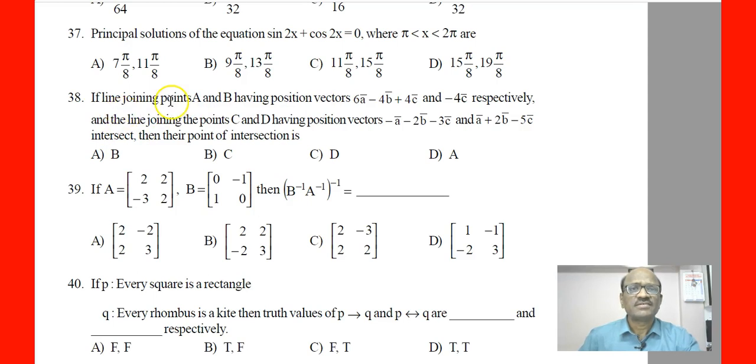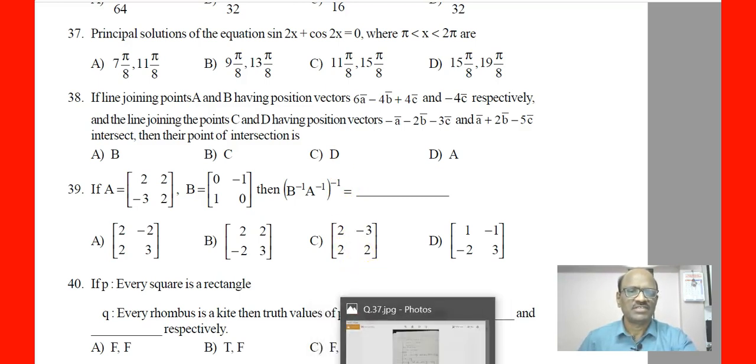If the line joining points A and B having the position vectors 6a bar minus 4b bar plus 4c bar and minus 4c bar respectively, and the line joining the points C and D having the position vectors minus a bar minus 2b bar minus 3c bar and a bar plus 2b bar minus 3c bar intersect, then their point of intersection is. Again, we will see. Find out the equations of the lines, then their point of contact. That is, we consider lambda and mu, and solve the equations for lambda and mu. Now see the answer of this question.